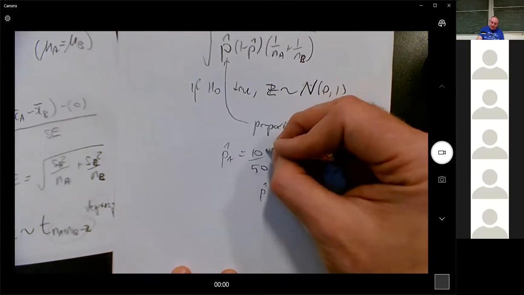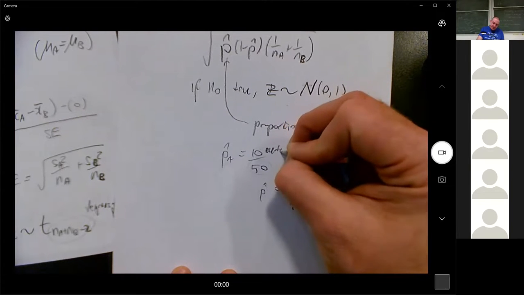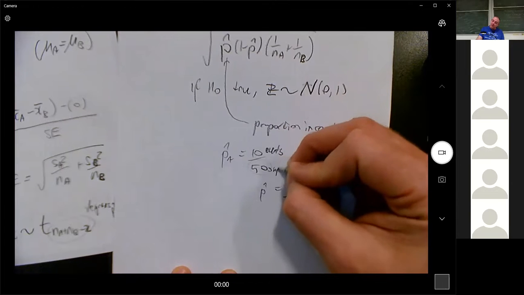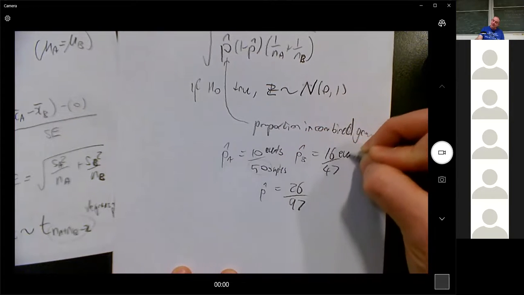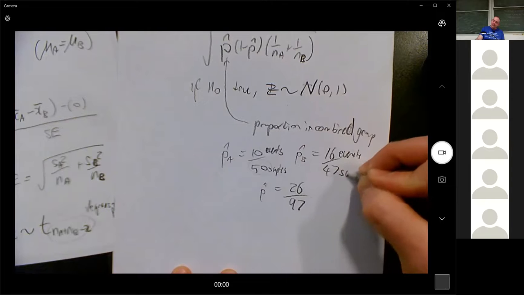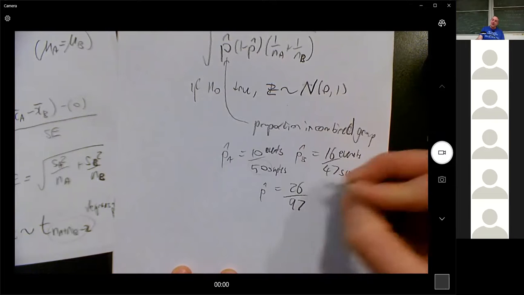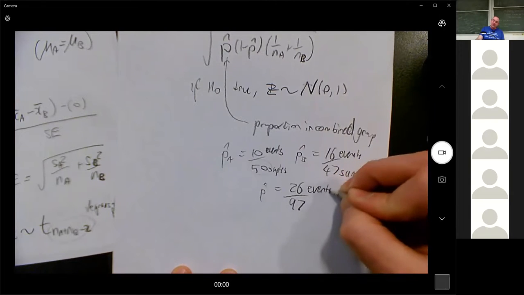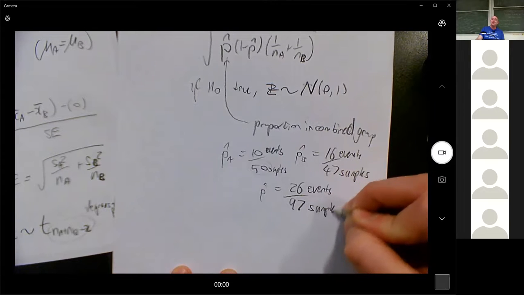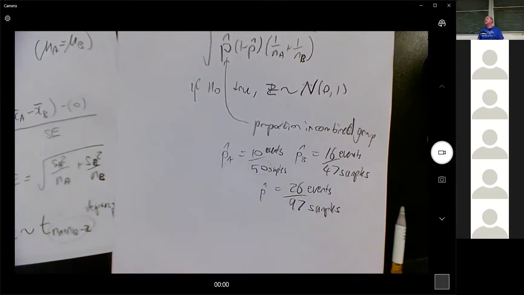So this is 20 events out of 50 samples, and this is 16 events out of 37 samples. And when you combine them together, you've got 26 events out of 97 samples. Okay.